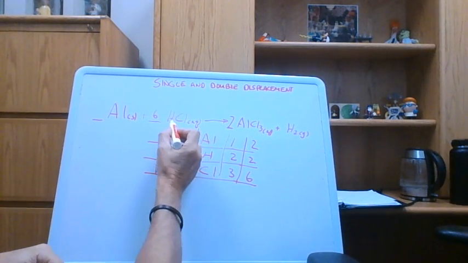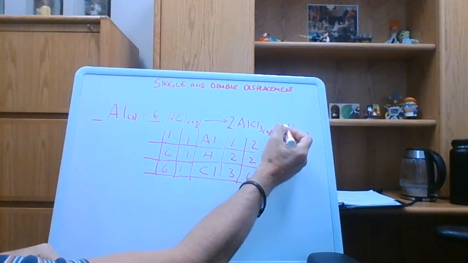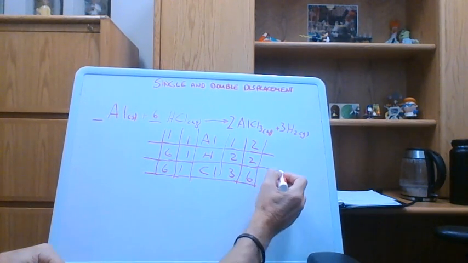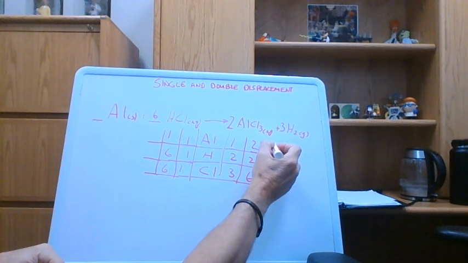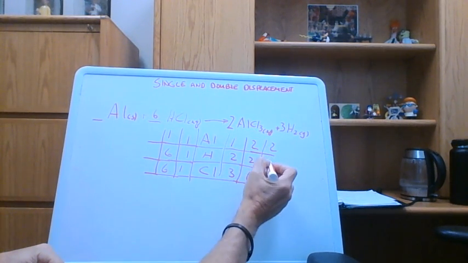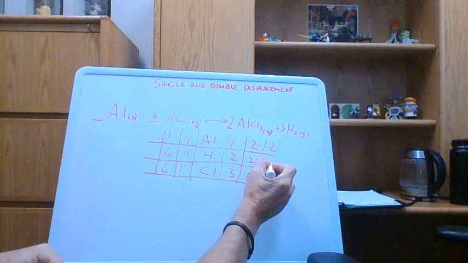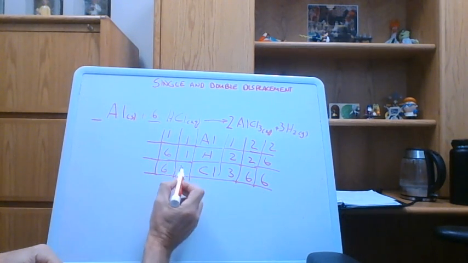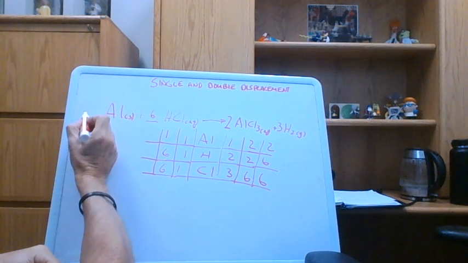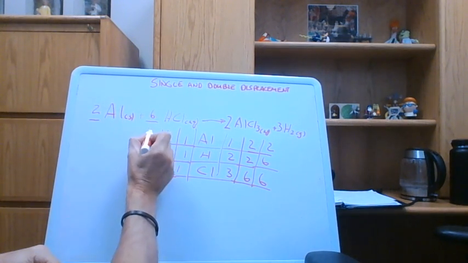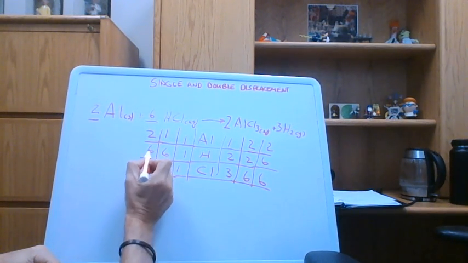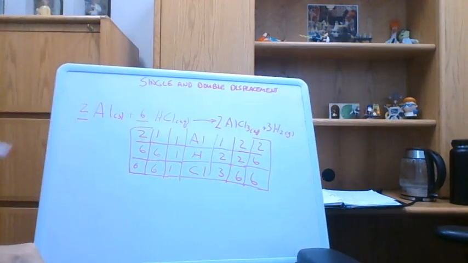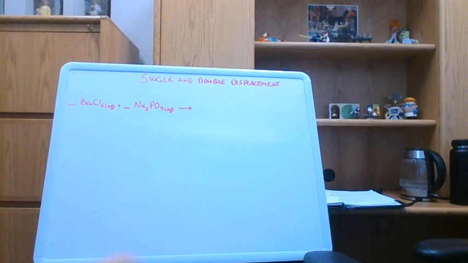We have 6 hydrogen here, we have 2 over here. We could put a coefficient of a 3 in front of this hydrogen. So now we still have 2 aluminum atoms. We have 6 hydrogen atoms, and we have 6 chlorine atoms. So our hydrogen and chlorine are balanced, so now all we have to do is balance our aluminum. We put a 2 there. We have 2, 6, and 6, so we have our balanced single displacement reaction.